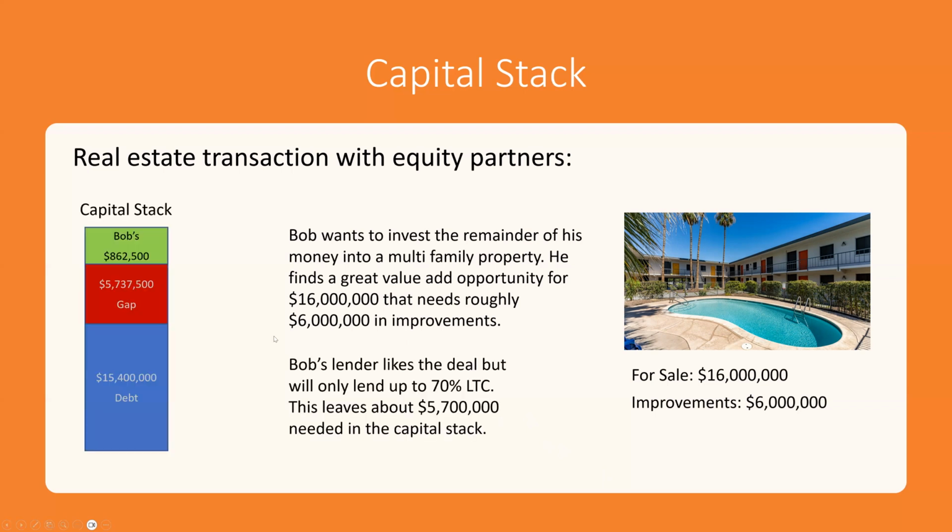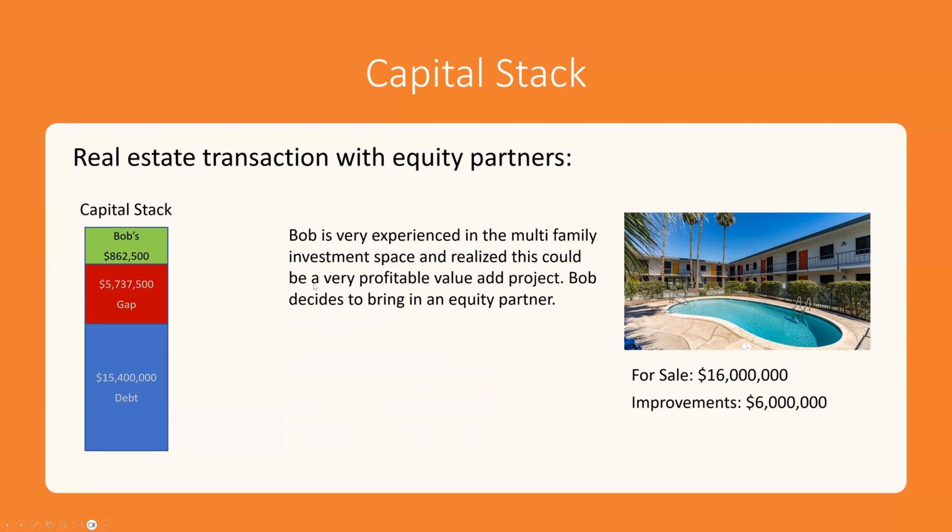So Bob's lender likes the deal, but would only lend up to 70% loan to cost. This leaves him about 5.7 million that he needs in the capital stack. So now we can see off to the side, Bob's got his remaining from his 2 million, he's got 862,000 left. The bank's willing to come in at 70% with 15,400,000. There's a gap. So that's where other options start coming into play.